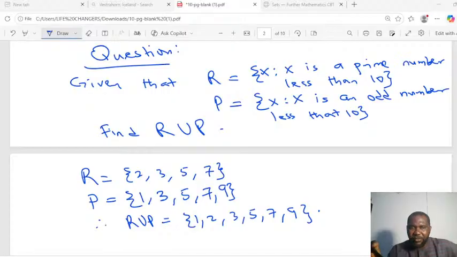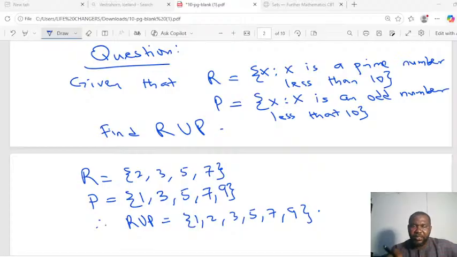So prime number starts with 2. Please always note, prime number starts with 2. 2 can only divide 2 and 1. 3 can only divide 3 and 1. 5 can only divide 5 and 1. 7 can only divide 7 and 1. That's why they are called prime numbers. And these are the only prime numbers that are less than 10. Less than 10, remember, that's the idea.